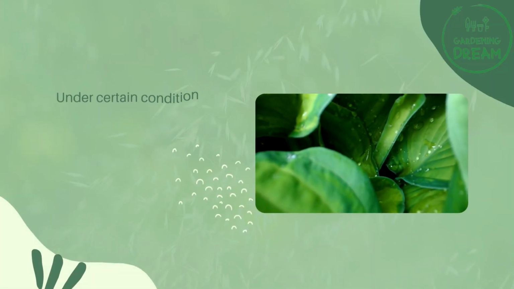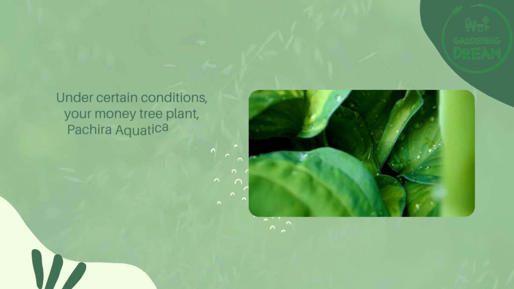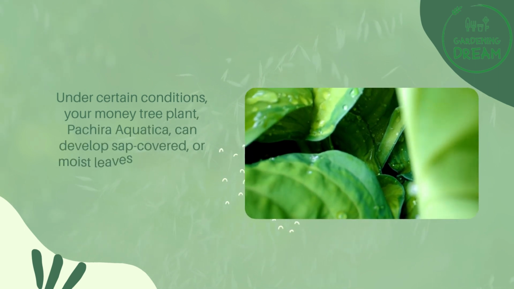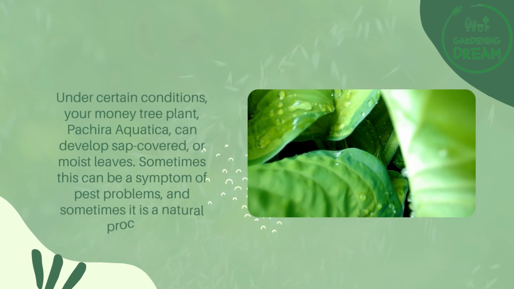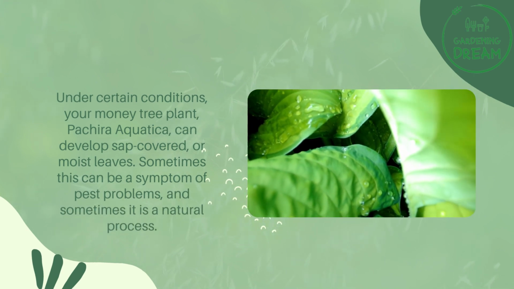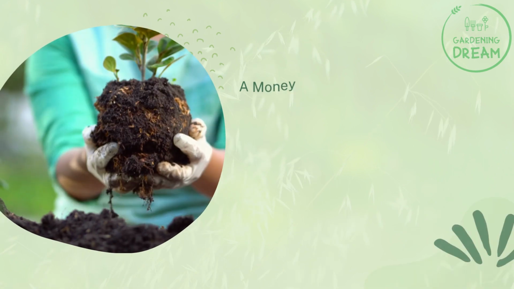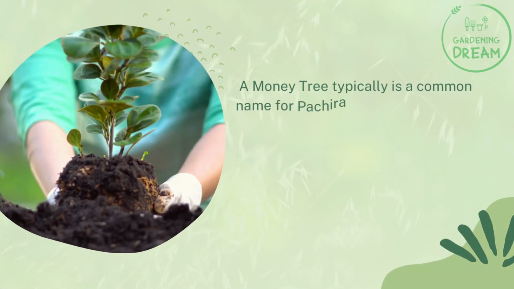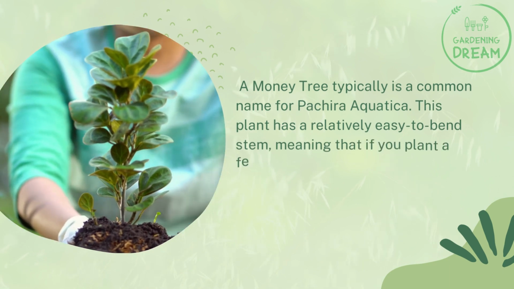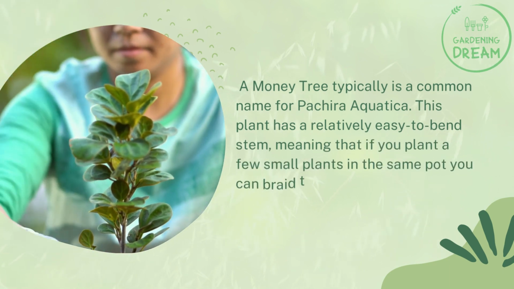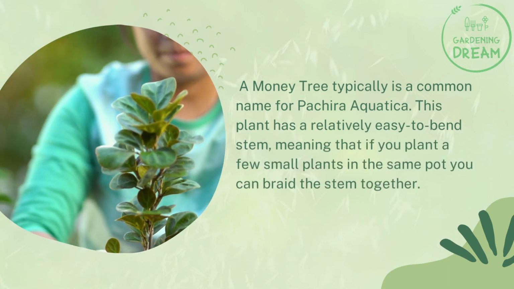Under certain conditions, your money tree plant, Pachira aquatica, can develop sap-covered or moist leaves. Sometimes this can be a symptom of pest problems, and sometimes it is a natural process. A money tree is typically a common name for Pachira aquatica. This plant has a relatively easy-to-bend stem, meaning that if you plant a few small plants in the same pot, you can braid the stems together.